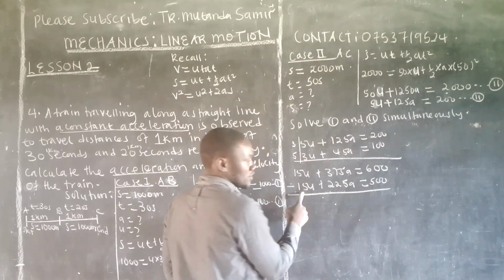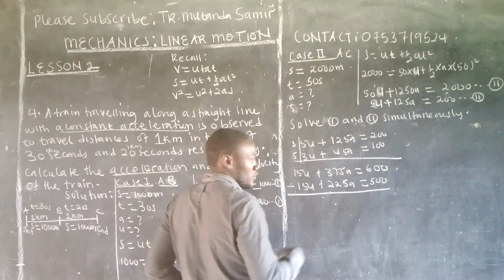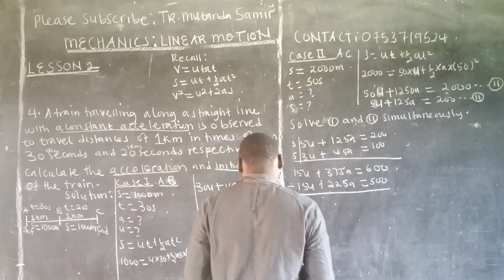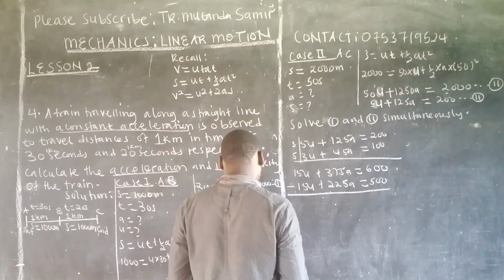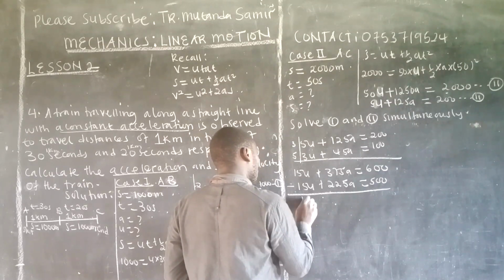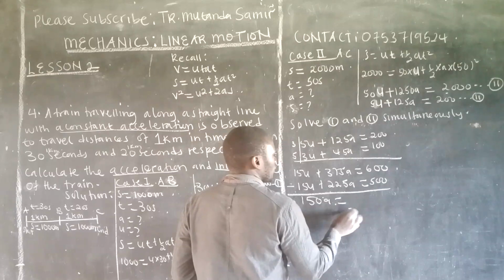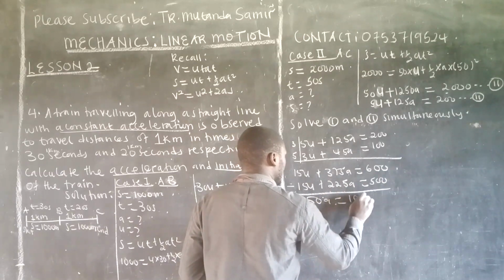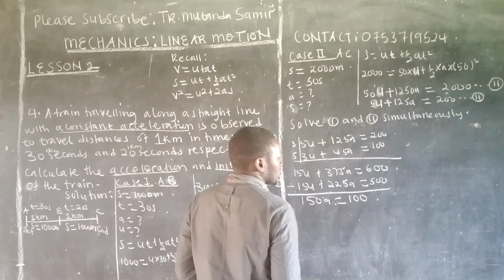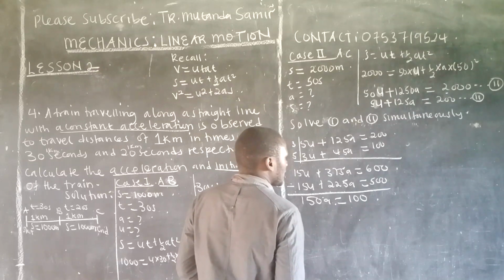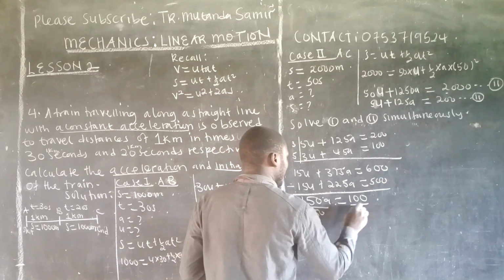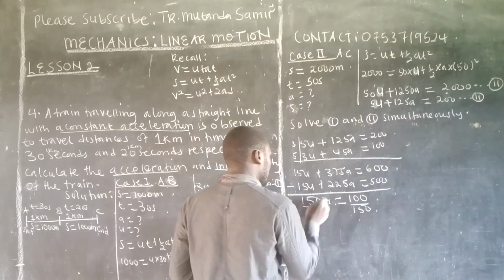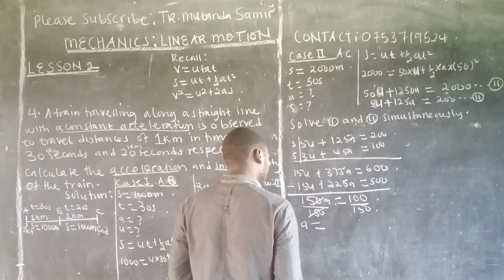When you subtract here, we get a 0. 15u minus 15u will be 0. No need of writing it. Then we have 375 minus 225. It will now give us 150. So this will be 150a is equal to 600 minus this will be 100. Like that, if I'm not mistaken. Anyway, that will be 100. So divide both sides by 150. This and this will go away. So it will be your acceleration.